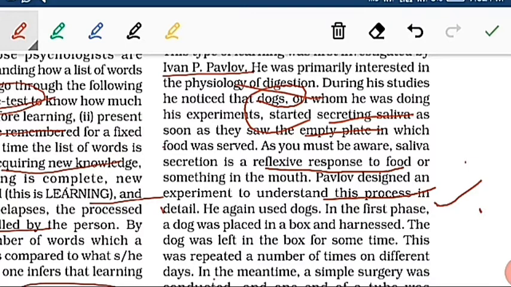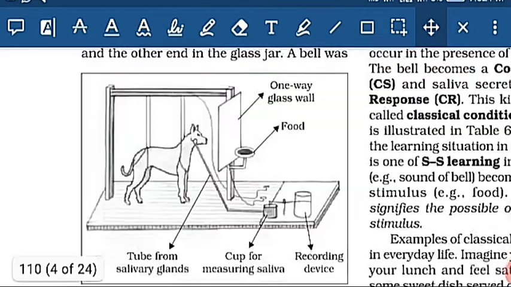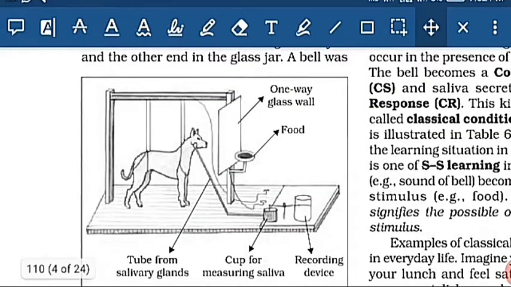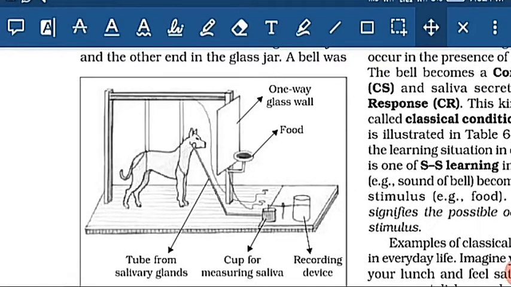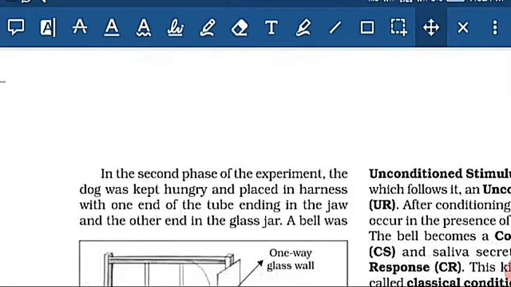In the meantime, in the first phase, a simple surgery was conducted. What happened in that surgery? There was one tube. One end of the tube was inserted in the dog's jaw and the other end was put in the measuring glass. Like you can see here, one tube was inserted in the dog's jaw and the other in the glass.